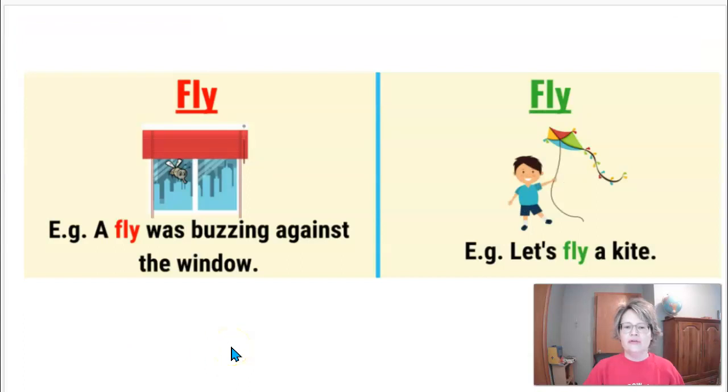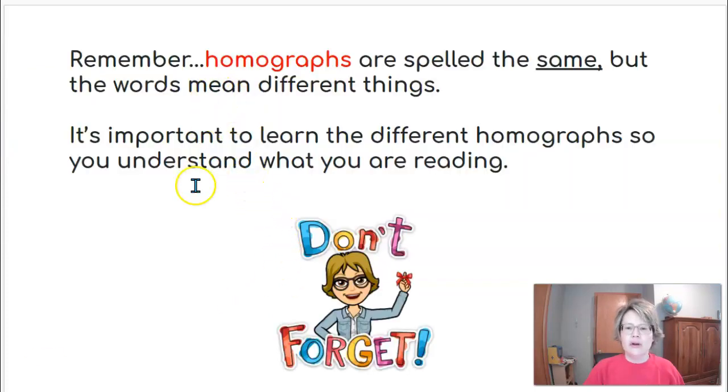Here's another one, fly and fly. A fly was buzzing against my window, or let's fly a kite. So two different meanings for the word fly. Those are homographs. So it's important to remember, homographs are spelled the same, but the words mean different things. It's really important to learn the different homographs so that you understand what you are reading.